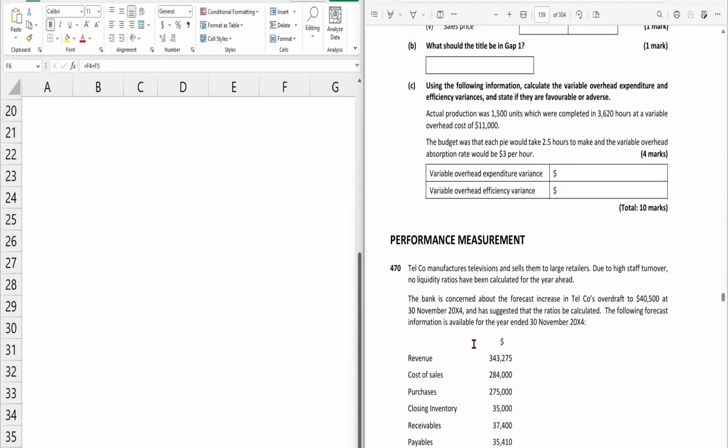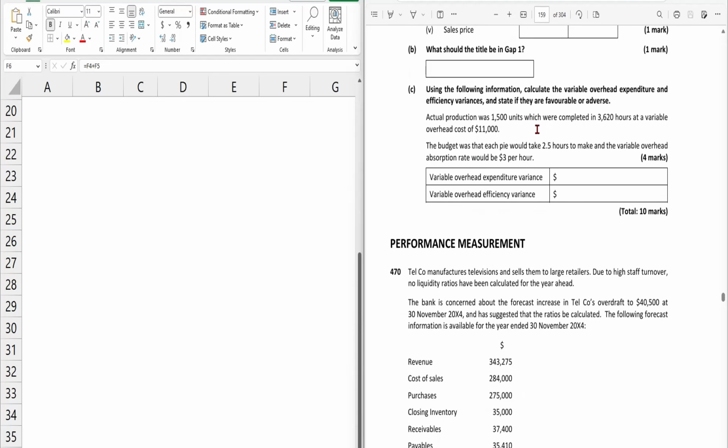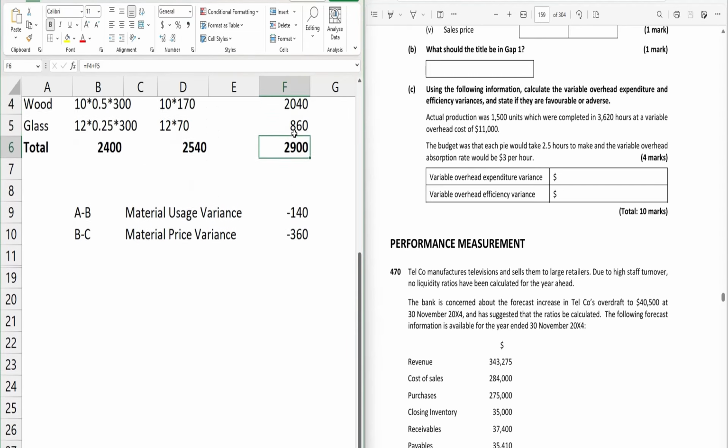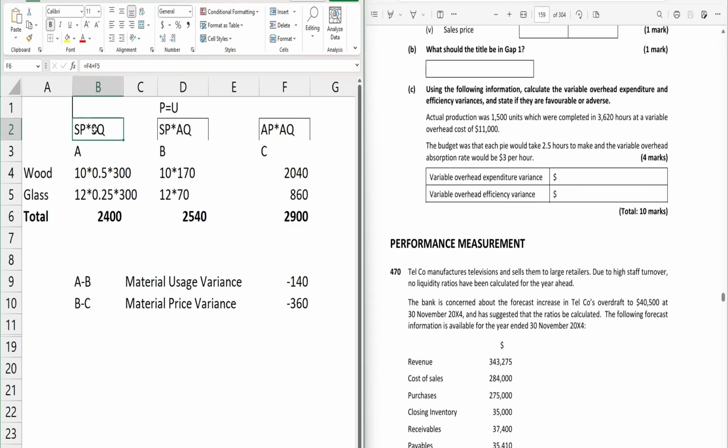Now next is your last one. Using the following information, calculate the variable overhead expenditure and efficiency variances. State whether they are favorable or adverse. All right, so we need to calculate the variances one more time. So here we will use this same format, right? So I will delete this for now.